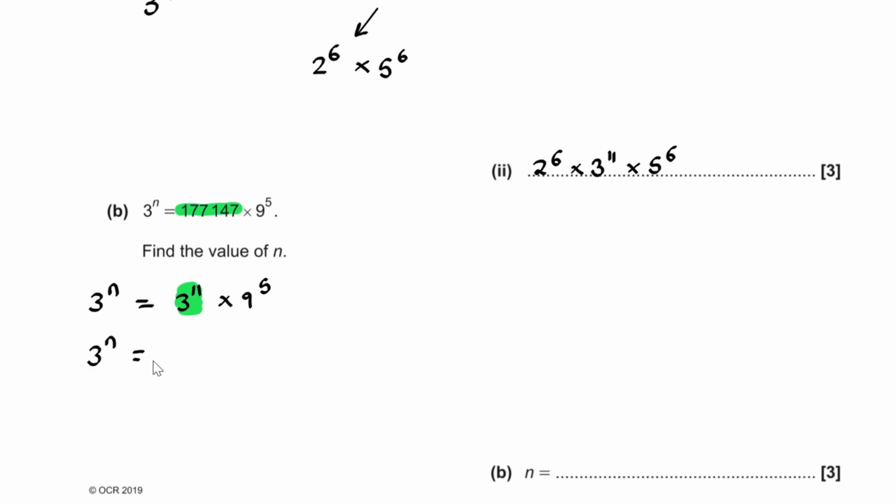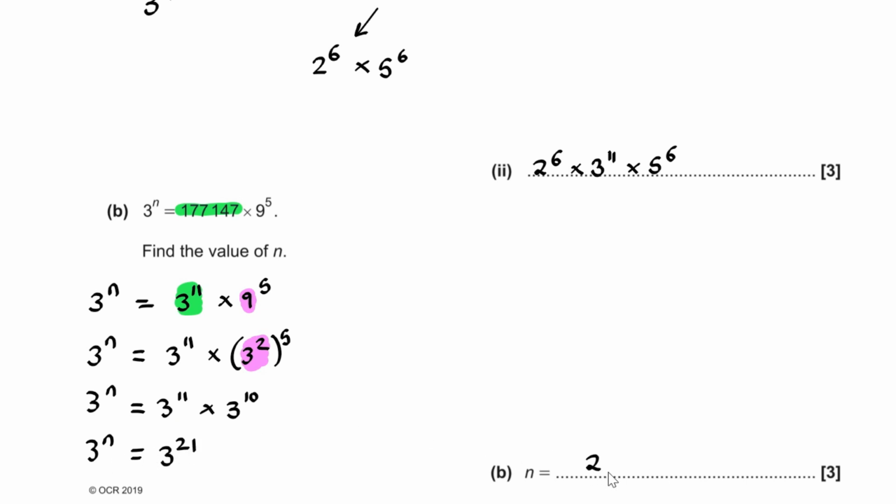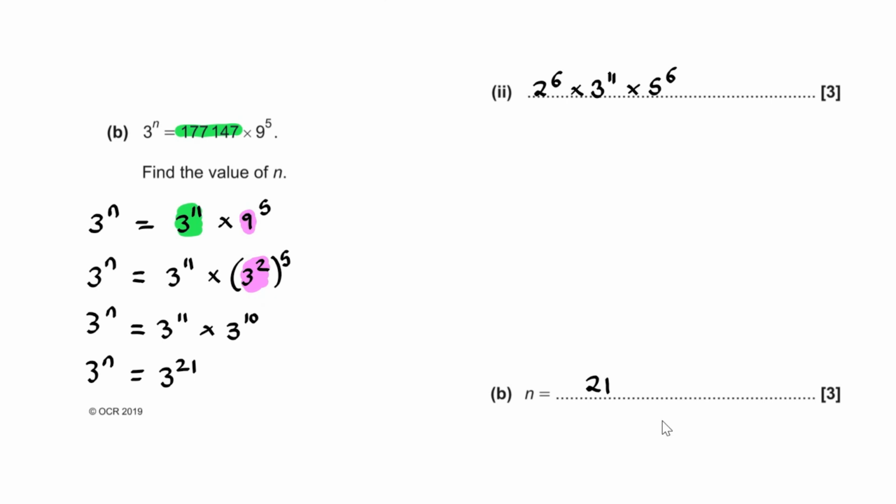We have 3 to the n equaling 3 to the 11 times by 3 squared. So 3 squared is the same as 9, and then we're raising this to the power of 5. So we've got 3 to the n equals 3 to the 11 times by 3 to the 2 times by 5, which is 10. And if we add the powers, because we've got the same base and we're multiplying, we have 3 to the n equaling 3 to the power of 11 plus 10, which is 21. And therefore n is equal to 21.